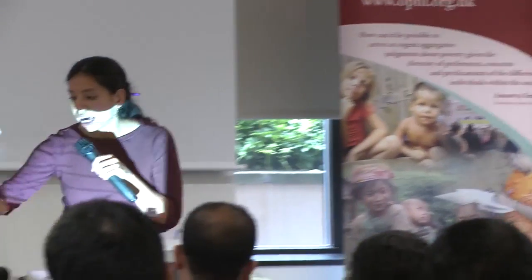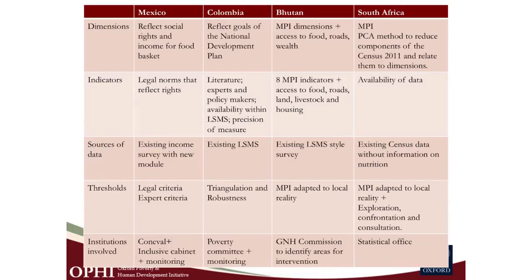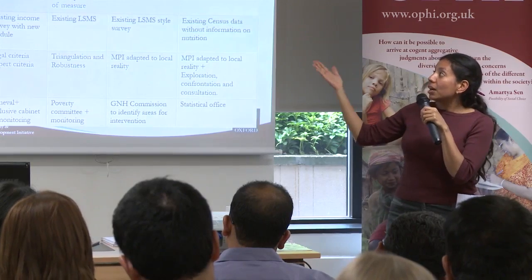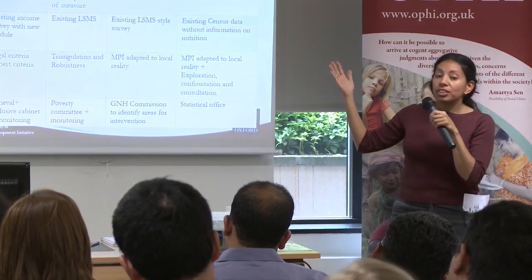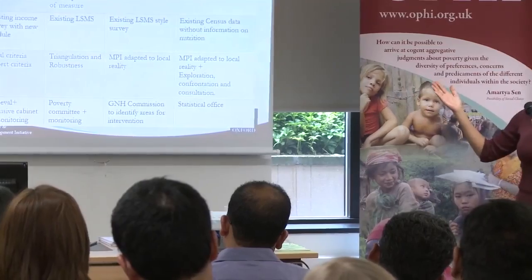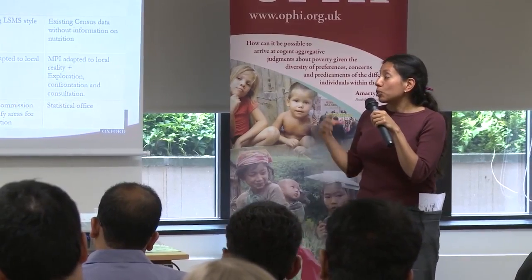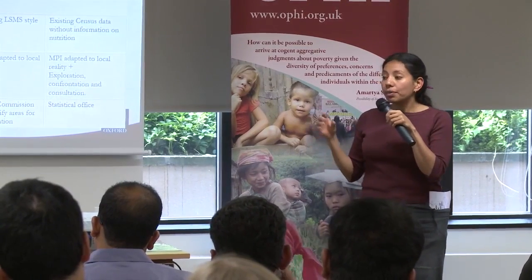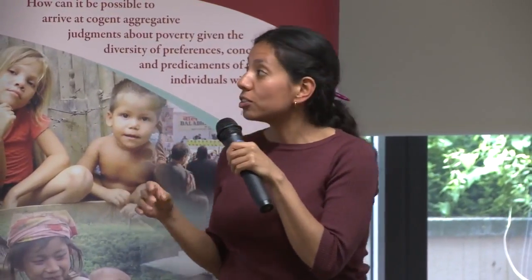And the last slide has some comparison on the different normative decisions that you would take. So, for instance, to decide upon dimensions, Mexico reflected social rights, Colombia reflected national development goals, Bhutan privileged the MPI dimensions but adapted them to local reality, and South Africa also used the MPI dimensions, but used principal component analysis to reduce and validate these dimensions.